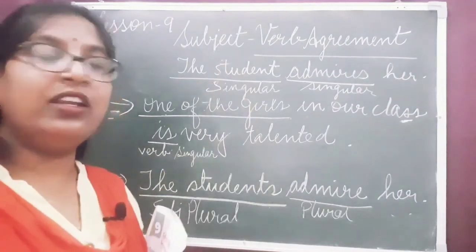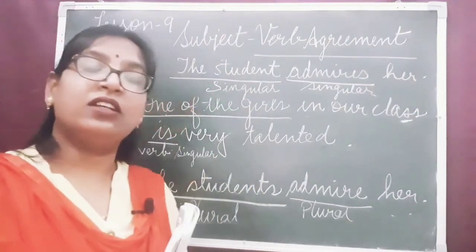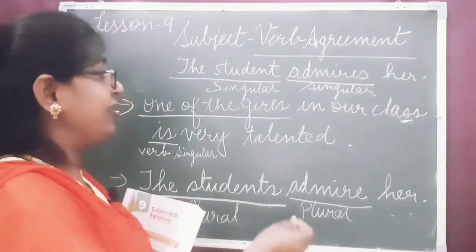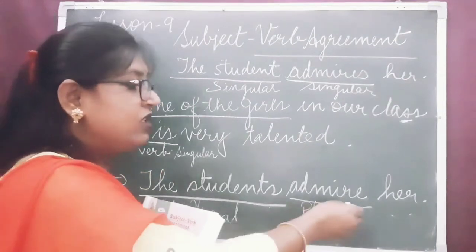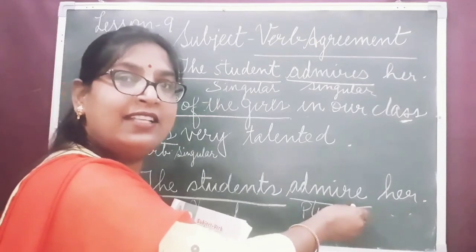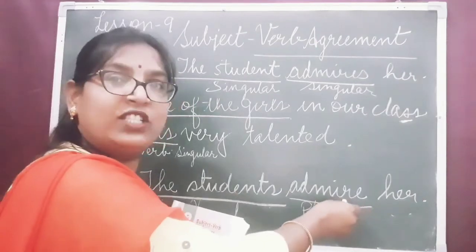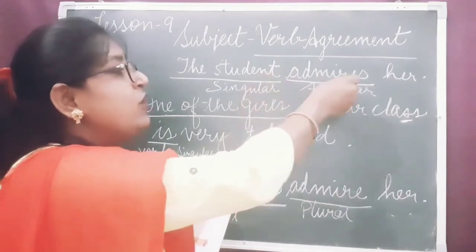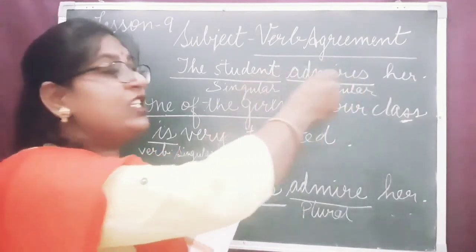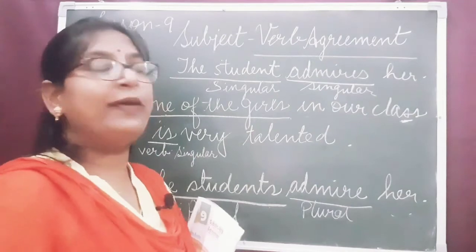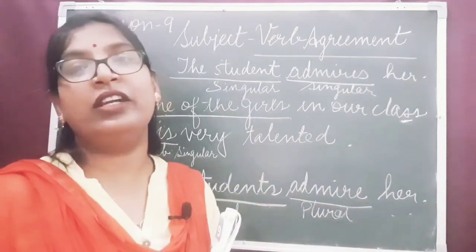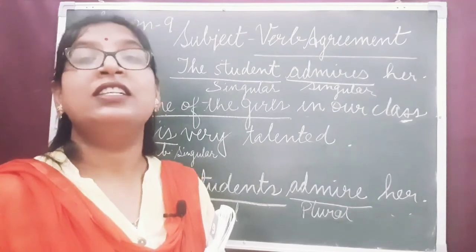So dear children, always remember, in present tense, action verbs, when the subject is plural, we do not add s with it. We use the base form of the verb, and when the subject is singular in number, we add s or es to the verb, and it indicates the singular number. The verb is in singular form.